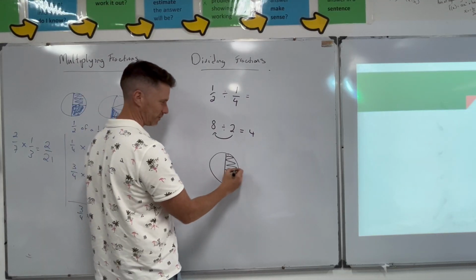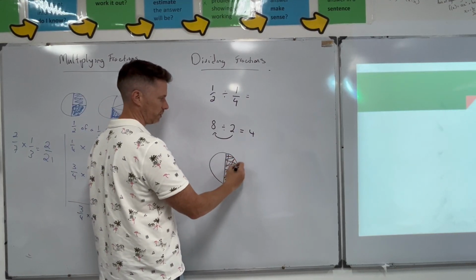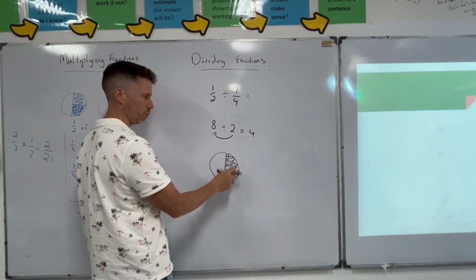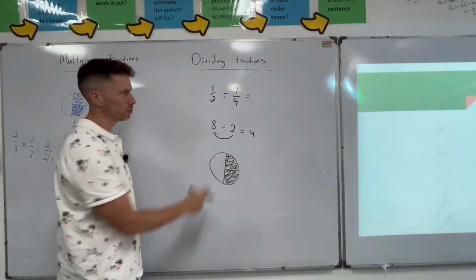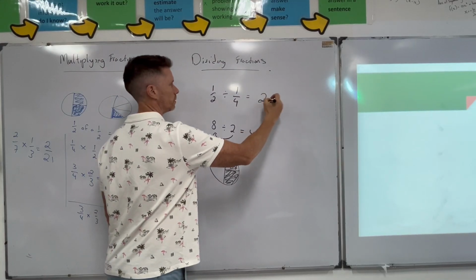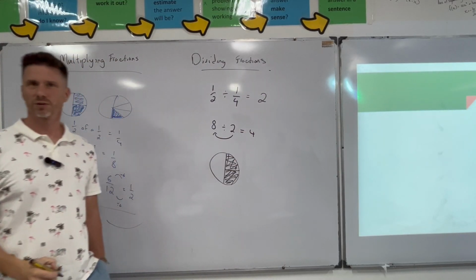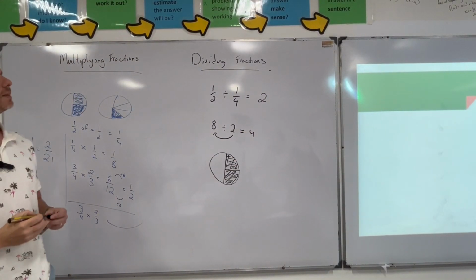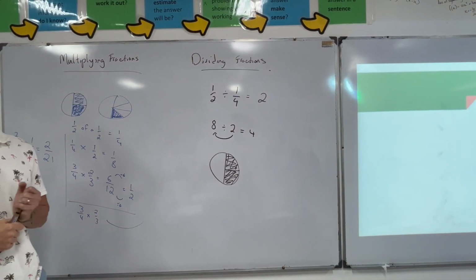How many quarter pizzas are there? 1, 2. So I know that 2 quarters fit in 1/2. So a quarter divided by a half is 2. 2 quarters fit in 1/2. How do I get that every time?